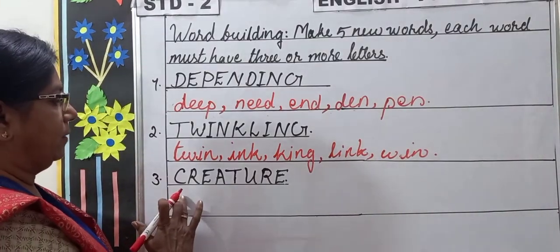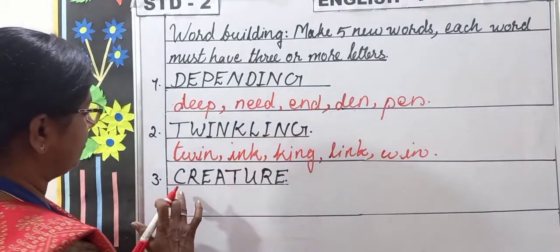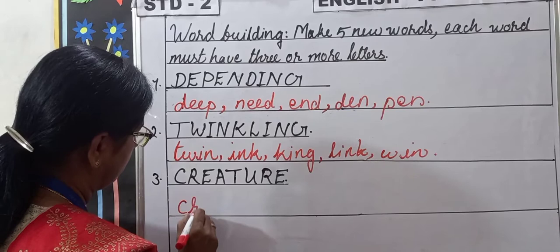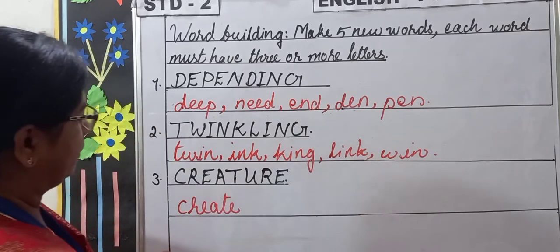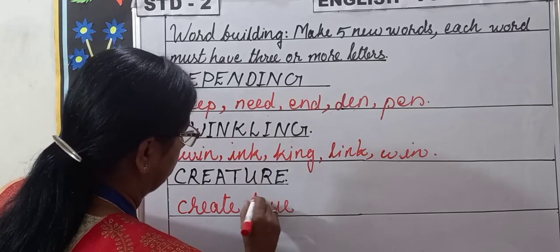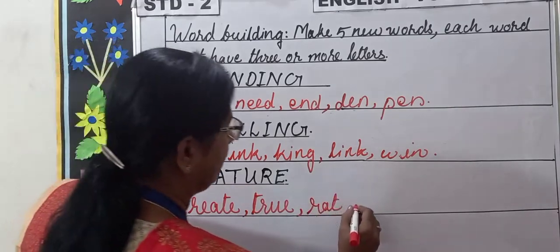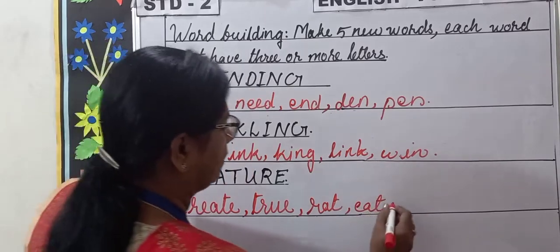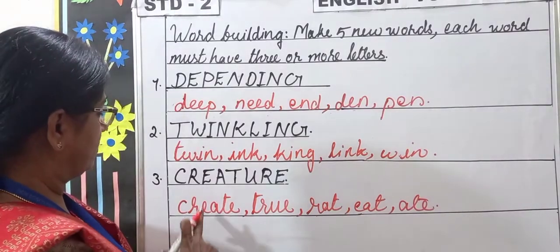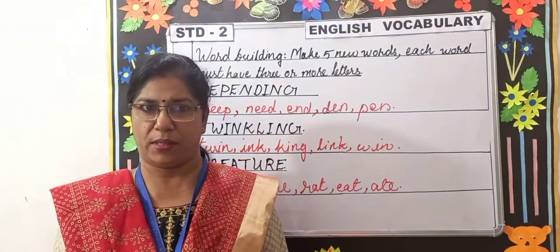Let's do the next one. The word is creature. Let us do it with this word. Can you make words, children? Start with C-R-E-A-T-E. Create. T-R-U-E. True. R-A-T, rat. E-A-T, eat. A-T-E. These are all the words made using creature.